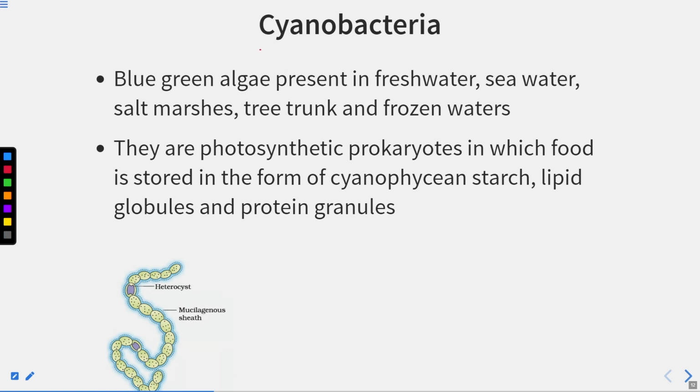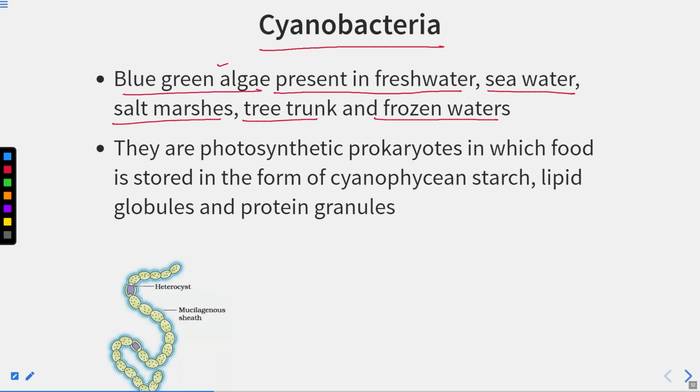Now comes the cyanobacteria. The blue-green algae are present in freshwater, seawater, salt marshes, tree trunks and frozen water. In all these places we can see this blue-green algae, right? And they can do the process of photosynthesis because they have chlorophyll, right? They are found in fresh water, meaning water that does not contain salt. Seawater has high salt concentration, so they are present in seawater as well. Salt marshes have a lot of salt concentration, so there also these cyanobacteria are present.